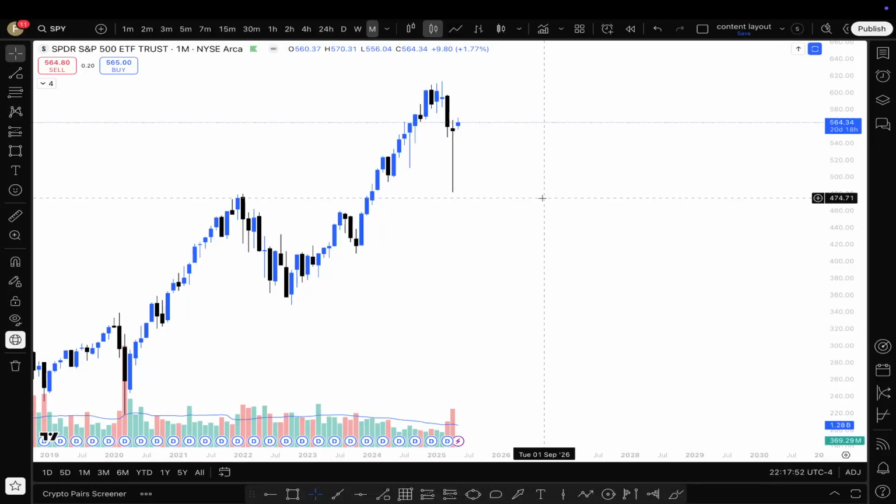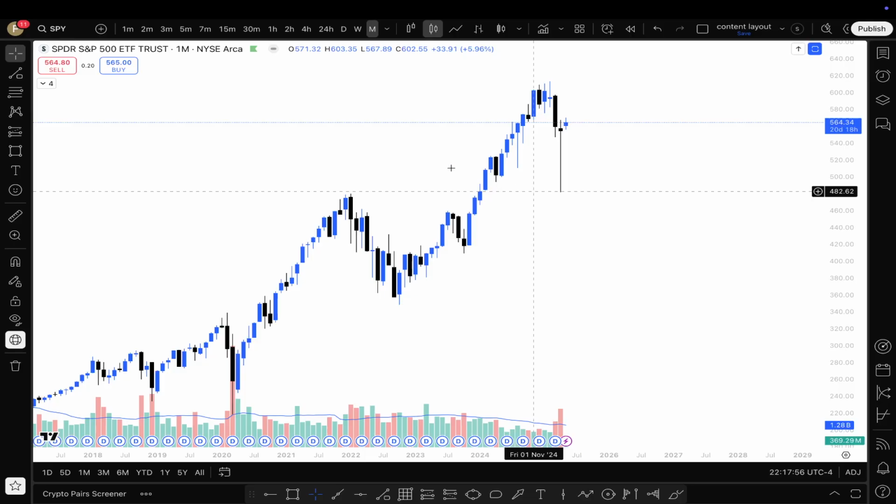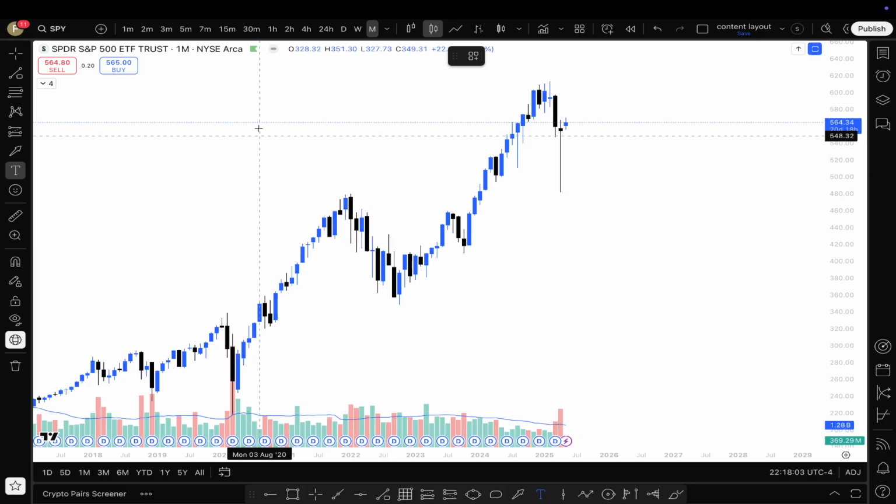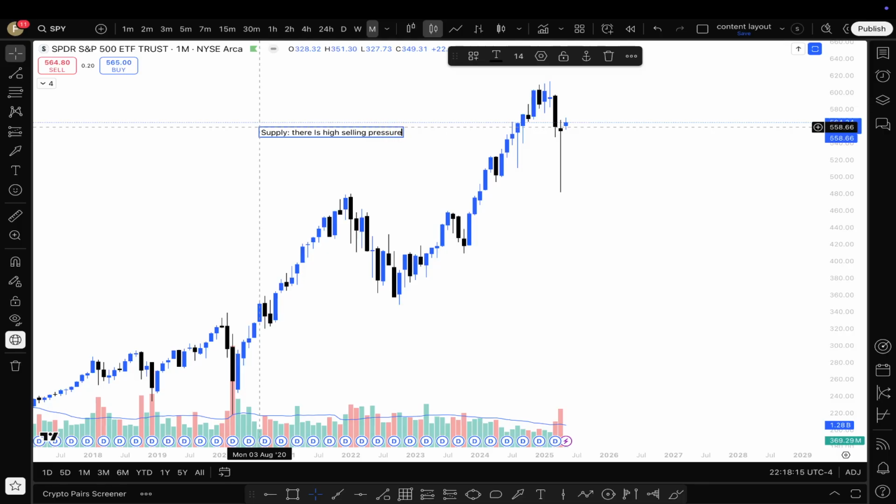Alright, so basically, I'm just going to be explaining how you can find demand and supply ranges. Supply is just where there's high selling pressure, and demand would just be high buying pressure. That's basically what it is.